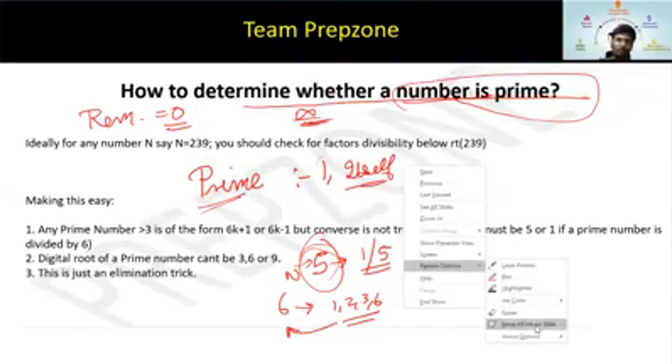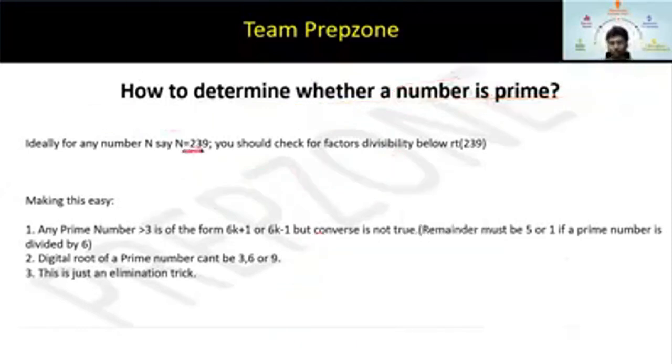First of all, suppose I am asking you whether 239 is a prime number or not. This is my question. The ideal way that you should do is check for divisibility below root 239. This is the ideal way I'm talking about.